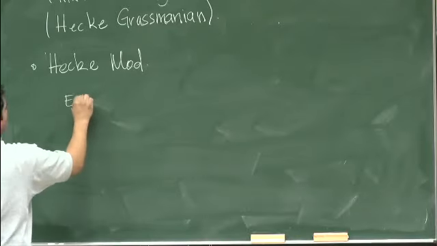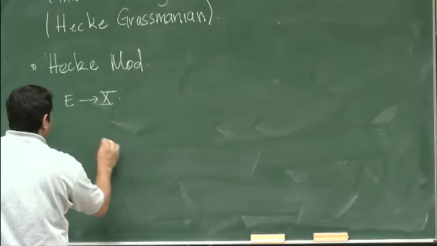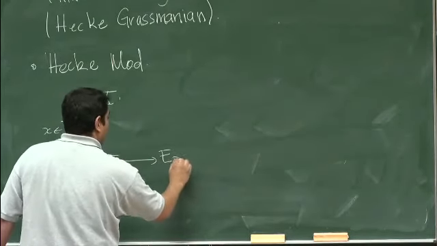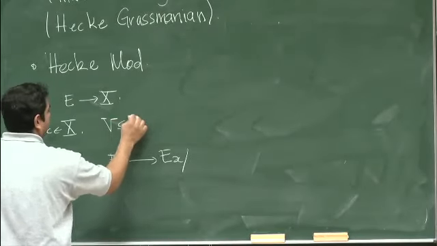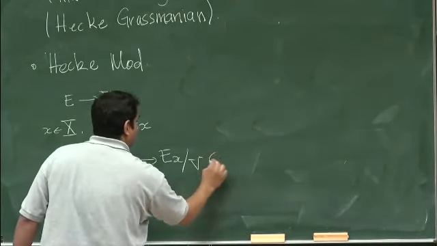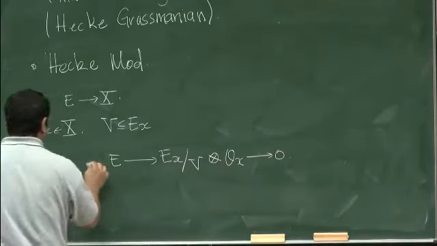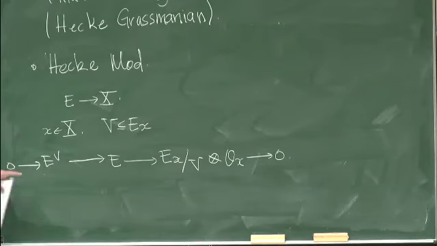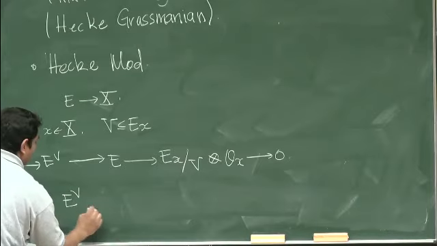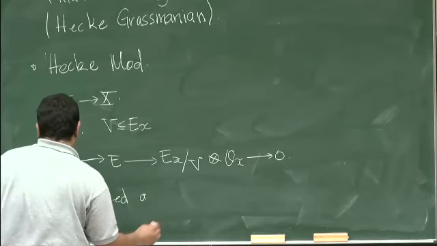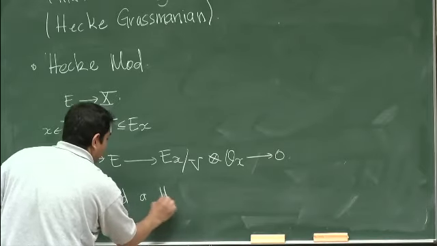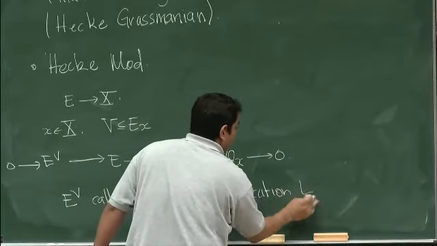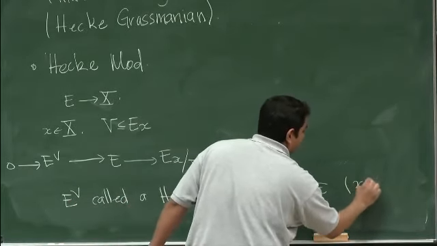In this case, I take a vector bundle as before, and then I fix a point in the curve, and then if V is a subspace of the fiber E_x, then I can obtain an exact sequence of coherent sheaves where the kernel is in fact a vector bundle, and E_V is called a Hecke modification of E defined by the pair x and V.